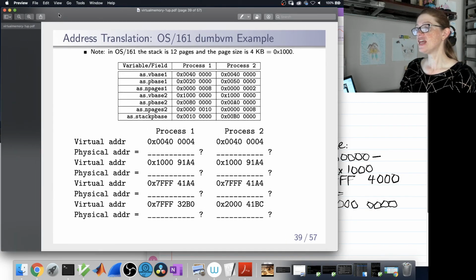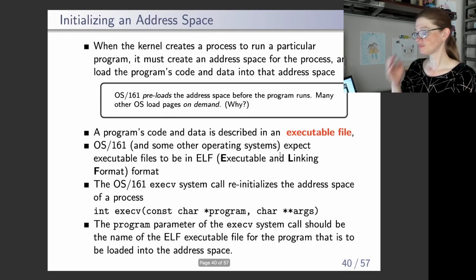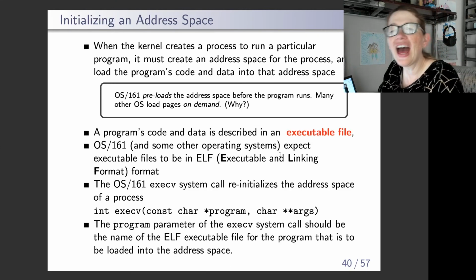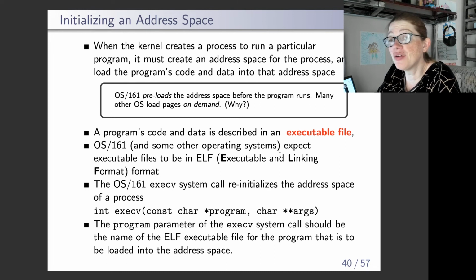All right. So that's how the address translation works in OS 161. Now, how does that address space actually get initialized? Because when you load a program, how are you actually going to populate your address space? How do you know how big to make that address space? Well, all of the information you need to create and populate the address space is actually located in the binary file itself. And our binary files have a particular format called ELF, executable and linking file format, which is something you should be familiar with from 241. Although if you don't remember it, that's totally fine.